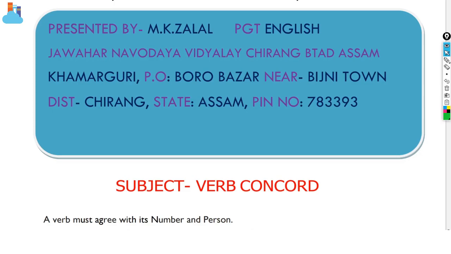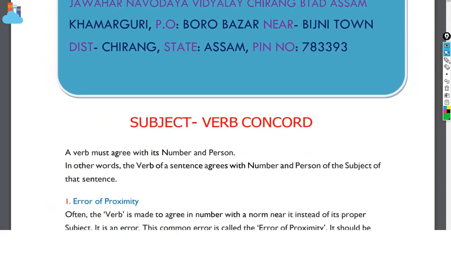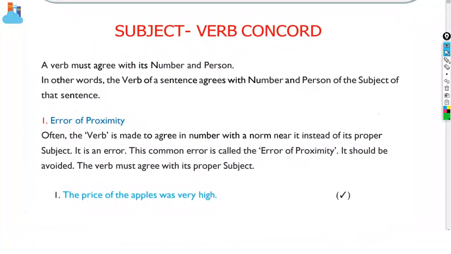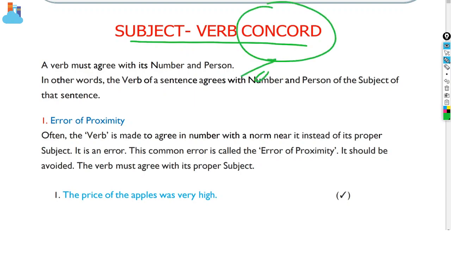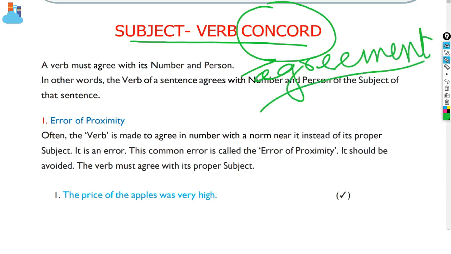The name of the lesson is subject verb concord. So here we move. Let us continue. The name of the chapter is subject verb concord. When you refer to any grammar book, this concord is the agreement. It is the agreement. In our CBSE, the application of the rules is needed.